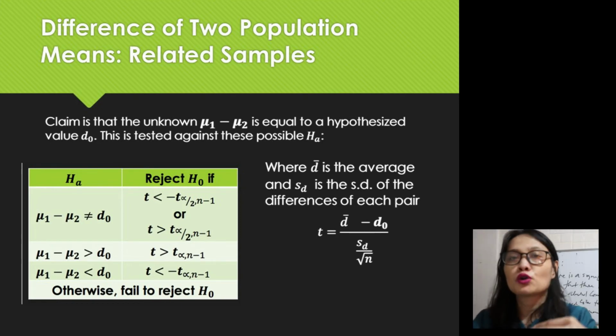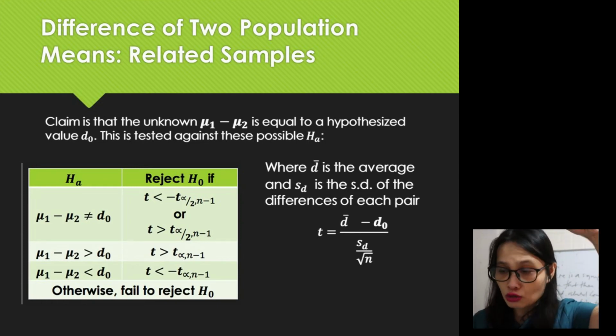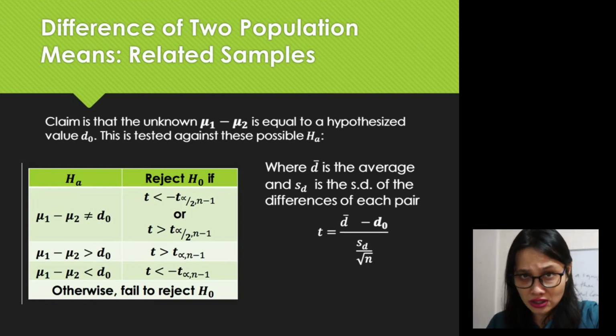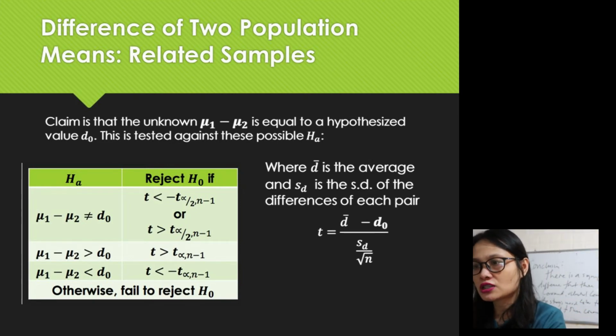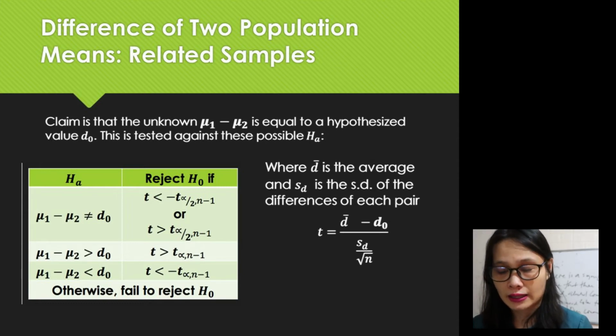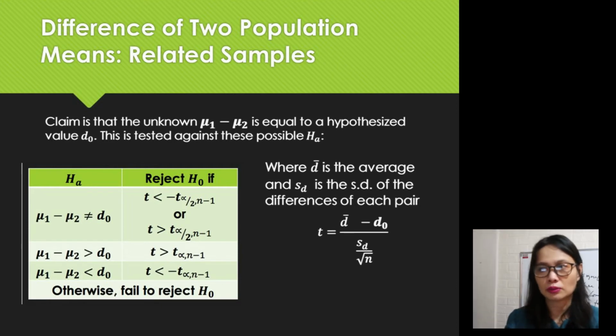So the formula for the t value is equal to the mean difference, the d bar, or the average difference, minus the hypothesized value, over the standard deviation of the difference, all over the square root of n. So how do we solve that? Let's say this example.